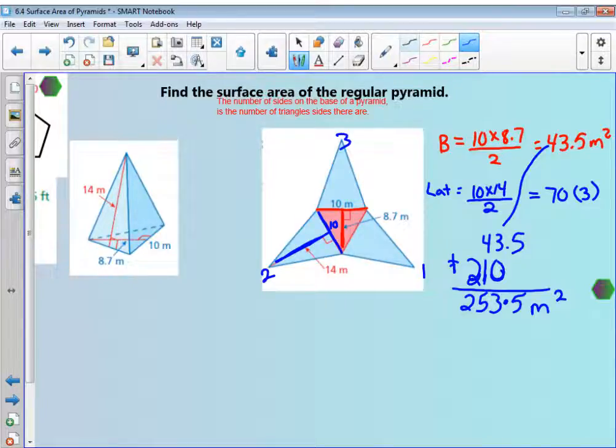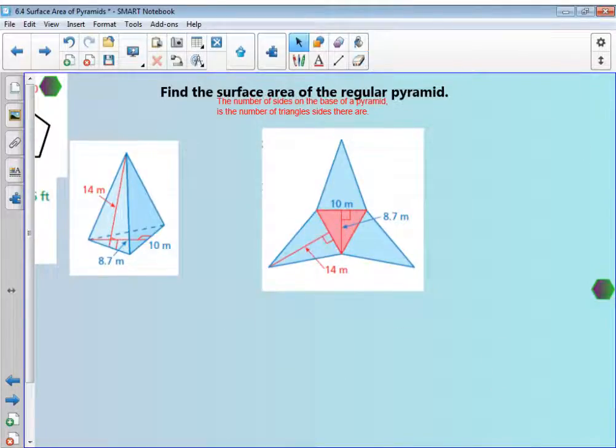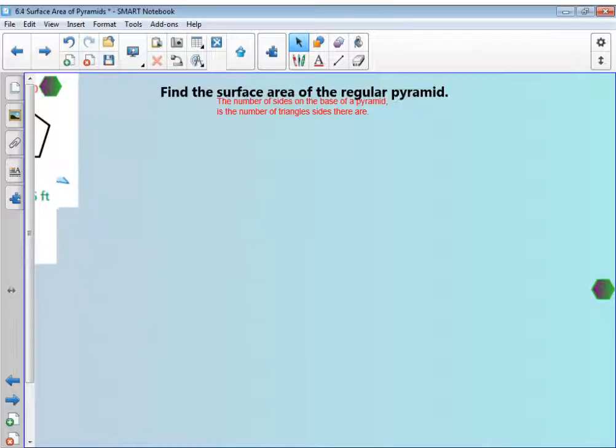Okay, so on this one, you should have ended up with a surface area of 253.5 meters squared. So I tried to kind of break down so that if you were somebody that was kind of watching as I went, you could see where I was getting all of my numbers. Okay, so let's go ahead and look at another one. Hopefully we'll have another one where it's got the area of the base, just so you can practice one of those.